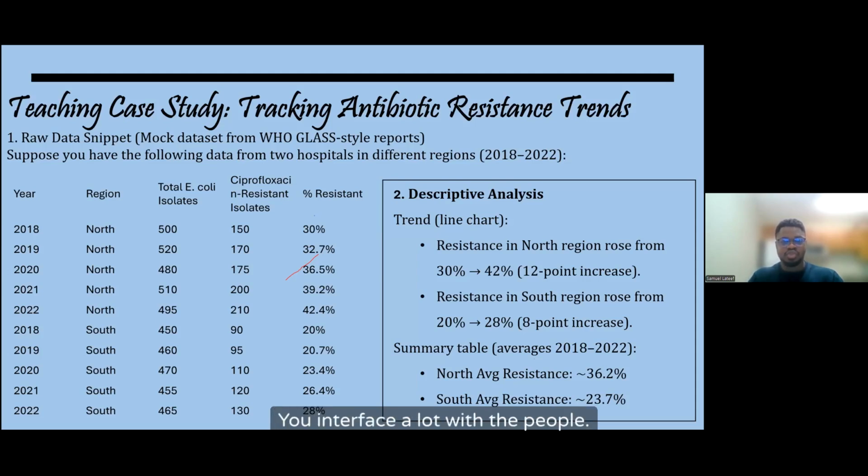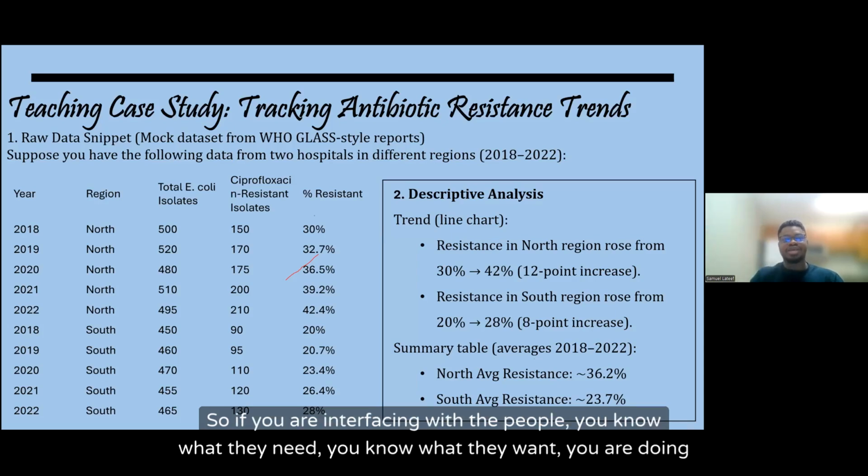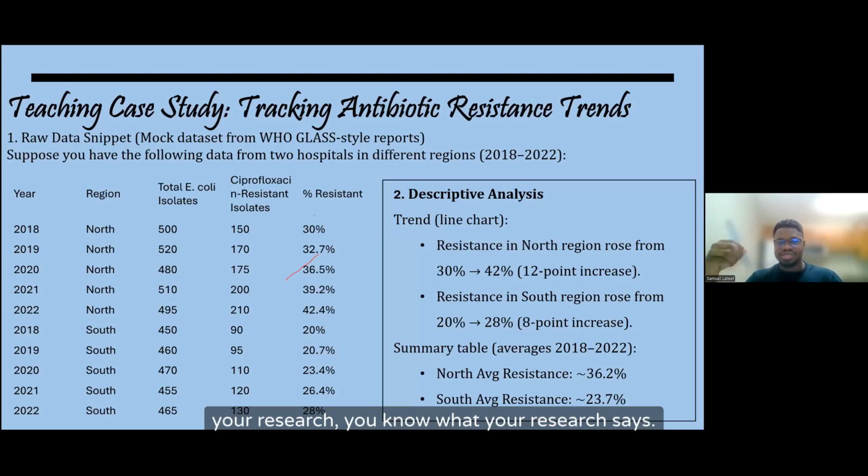You interface a lot with the people. It's about the people. The policymaker is there because of the people. The scientist is there because of the people. Whatever research you are doing is for the people. So there is always a regular interface between you and the people. So if you are interfacing with the people, you know what they need, you know what they want, you're doing your research, you know what your research says.